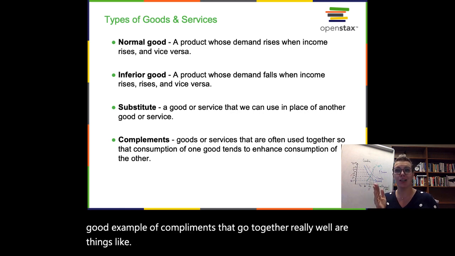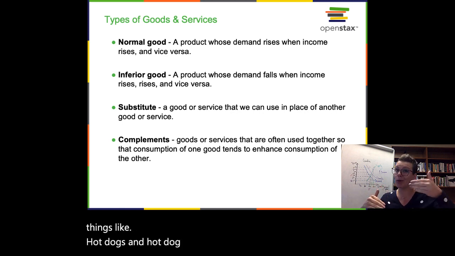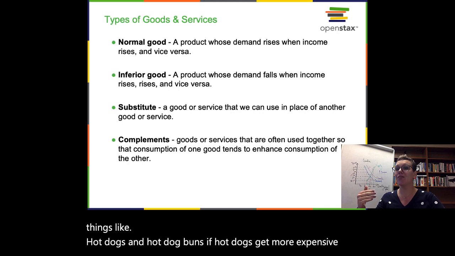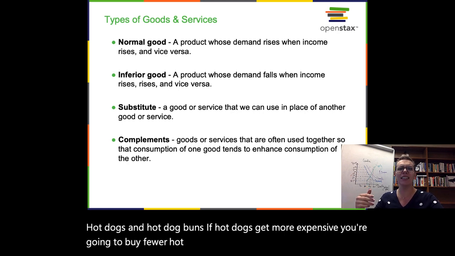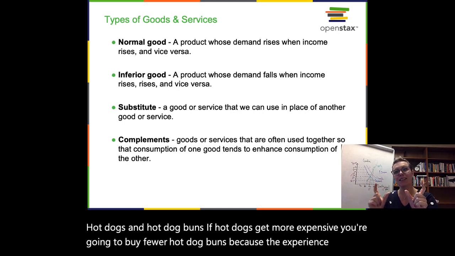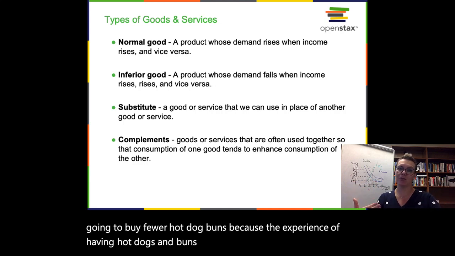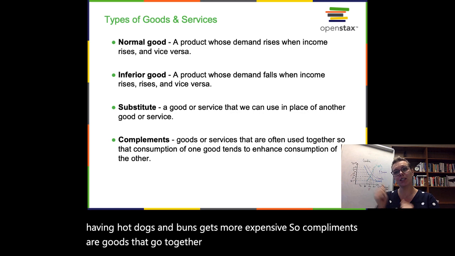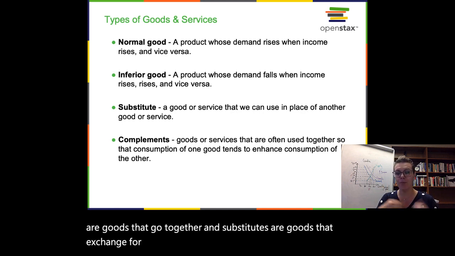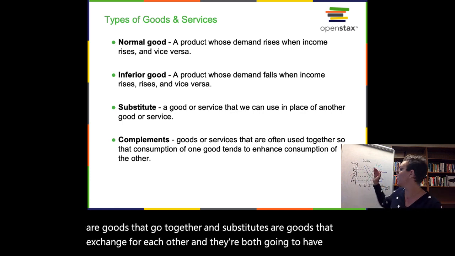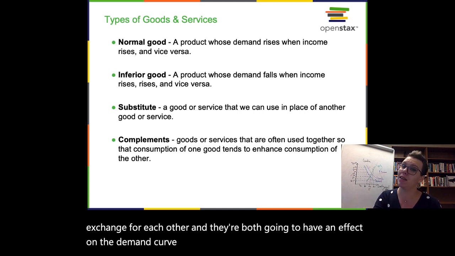A really good example of complements that go together really well are things like hot dogs and hot dog buns. If hot dogs get more expensive, you're going to buy fewer hot dog buns because the experience of having hot dogs and buns gets more expensive. So complements are goods that go together and substitutes are goods that exchange for each other. And they're both going to have an effect on the demand curve, shifting the demand curve.